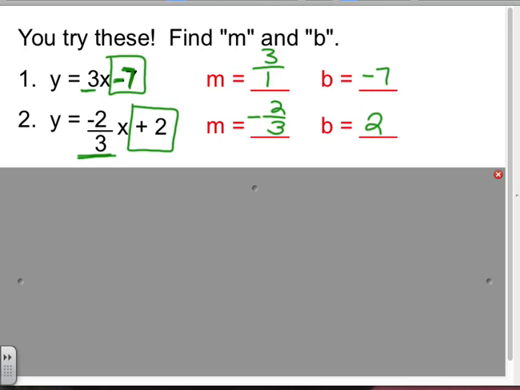So it's important to remember to grab that negative and put it with that 7. And likewise, down below in number 2, the y-intercept is a positive 2. And that's important to notate or to remember that there is a difference. So be very mindful of that.